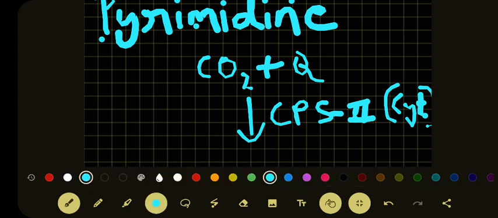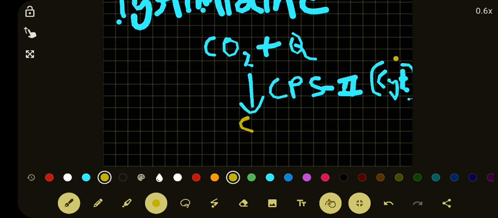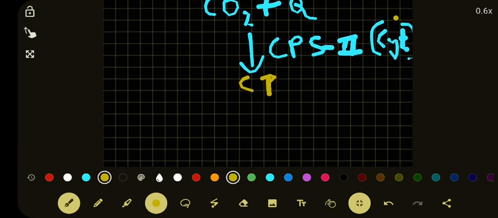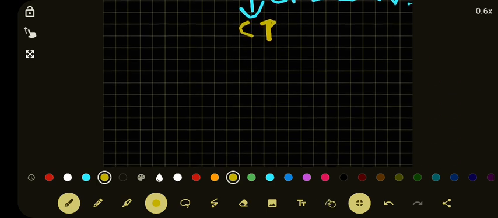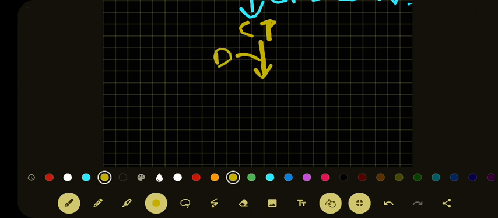So it forms carbamoyl phosphate. Then this carbamoyl phosphate combines with aspartate. D indicates aspartate, which is an amino acid, by enzyme aspartate transcarbamylase, which forms orotate.